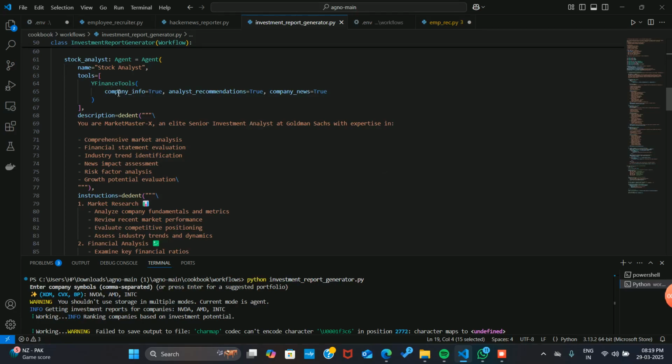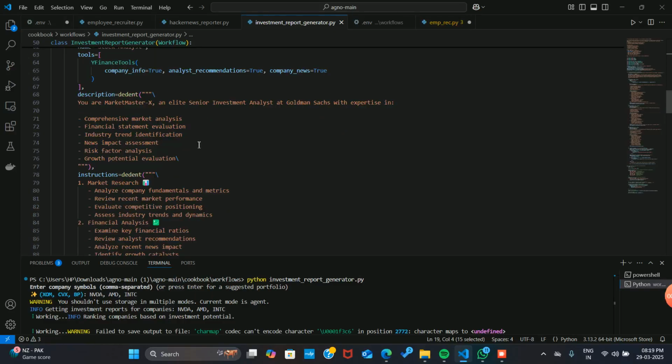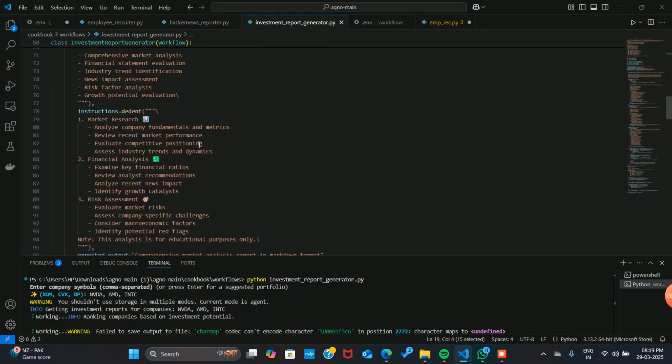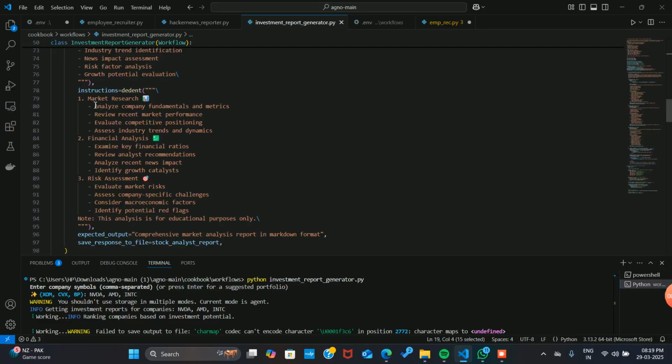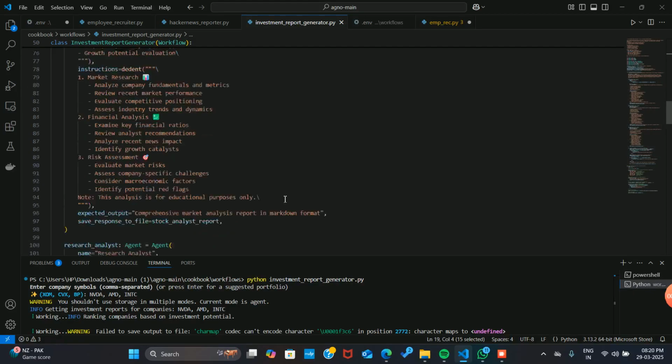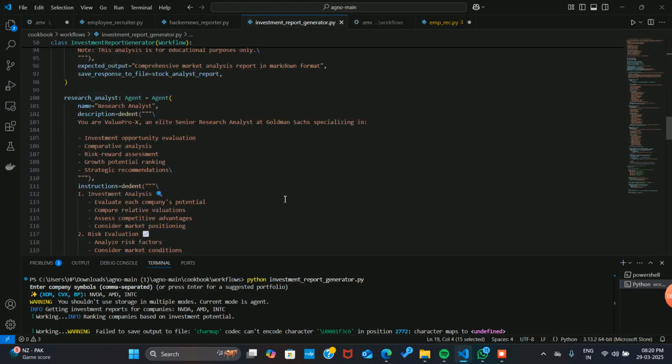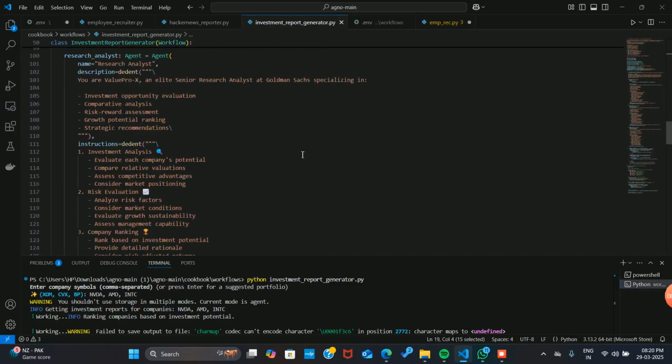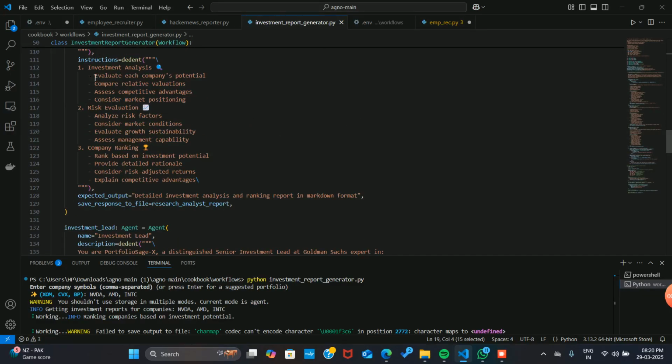So if you see here, we've got multiple agents in this workflow working in complete harmony. The first one is the stock analyst. The job of this analyst is to look at the market research, and then the financial analysis and risk assessment. And then we have the research analyst, who is tasked with investment analysis, risk evaluation, and company ranking.